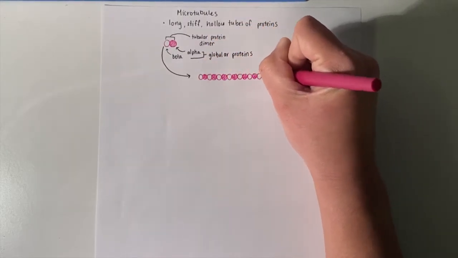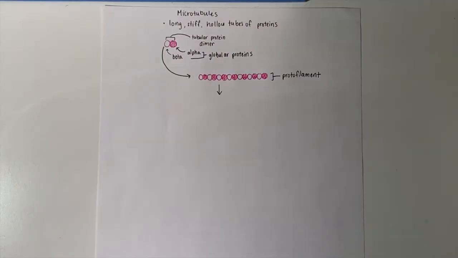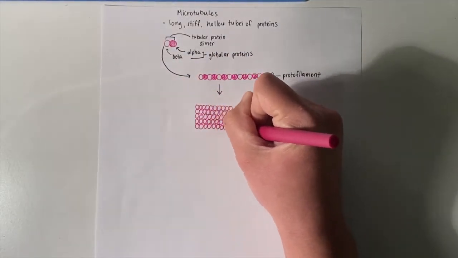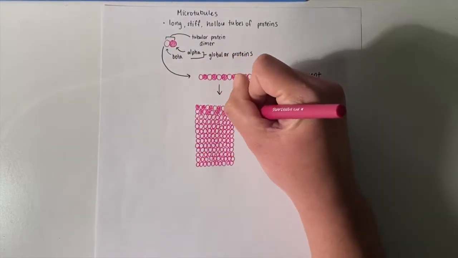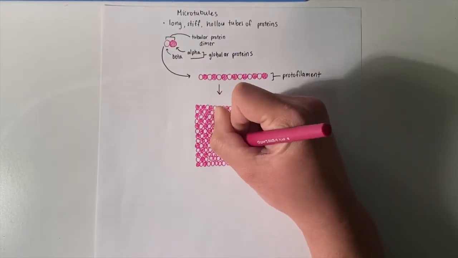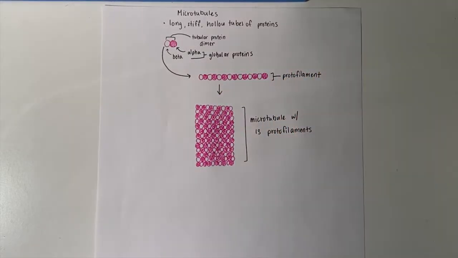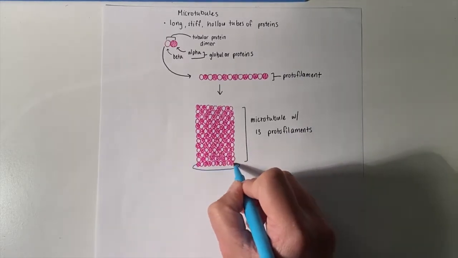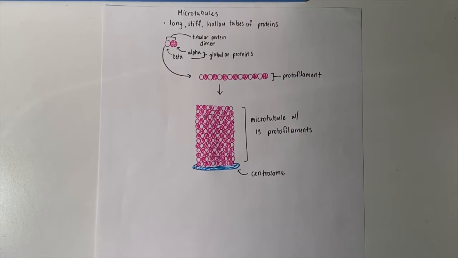When these subunits are stacked, they form what is called a protofilament. 13 of these protofilaments make a microtubule. They interact through non-covalent forces to form the tube. This formation means that microtubules have a beginning and an end. They grow out of and originate from a small structure near the center of the cell called the centrosome.